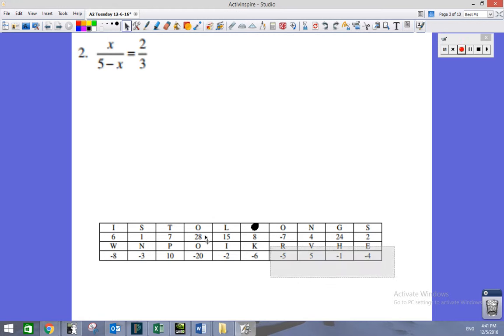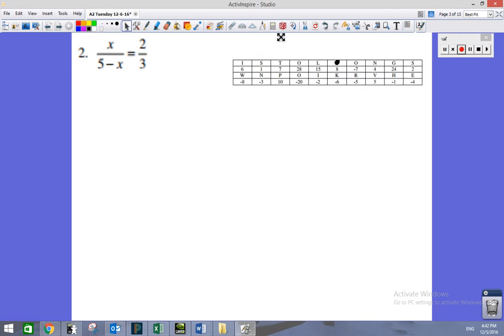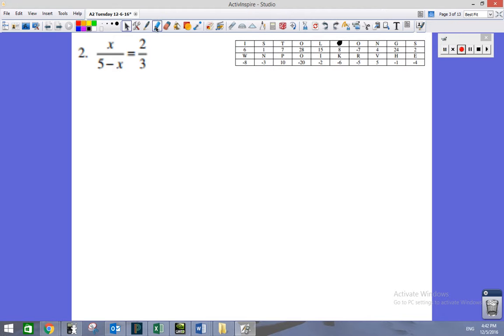Our next problem is the same idea, and in fact all of these are going to be the same idea. We're going to cross multiply. We multiply along one diagonal and along the other diagonal, and take those products and set them equal to each other. So I have 3 times x along the yellow diagonal, and I have 2 times this binomial along the purple diagonal.